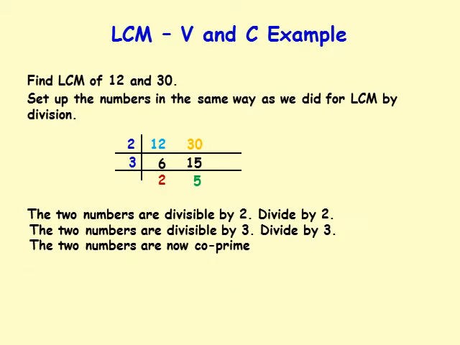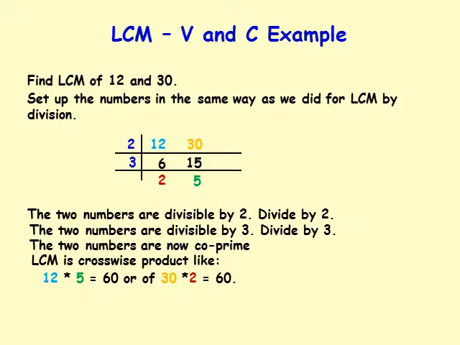The two numbers are now co-prime. 2 and 5 do not have any common factor other than 1, so they are co-prime, relatively prime. LCM is the crosswise product, like 30 times 2 or 12 times 5. LCM is 12 times 5, which is 60, or 30 times 2 crosswise, it is 60. LCM of 12 and 30 is 60.